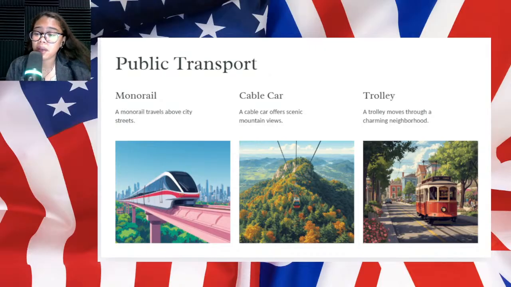So whether it is for a mountain vacation or a daily commute, the cable car is a slow, steady, and beautiful way to travel. Okay, that is a cable car.